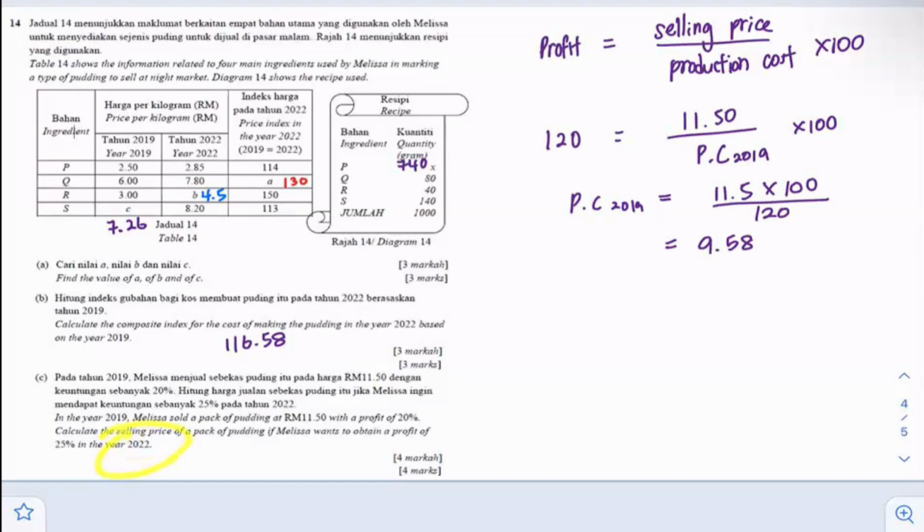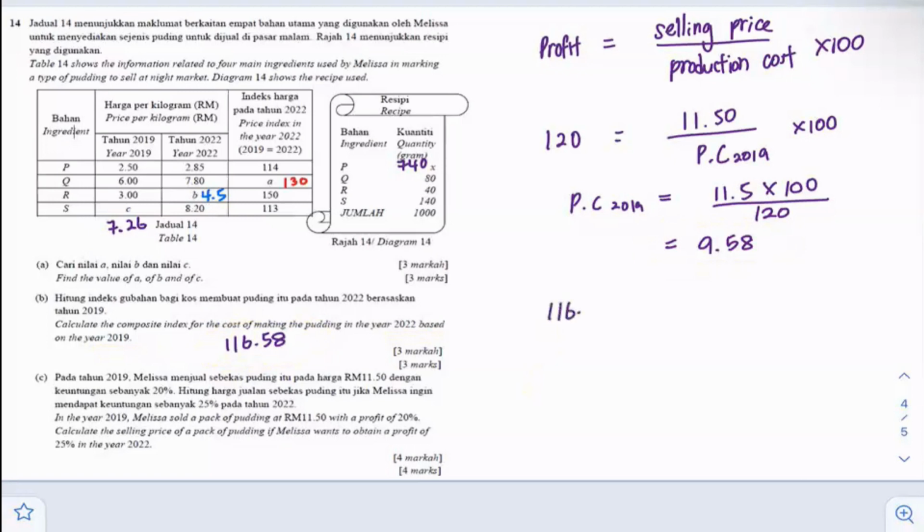And in 2022, the production cost has increased by 16.58%. Because we know the index for the cost of making in 2022 based on 2019 is 116.58, which means the production cost increased from 2019 to 2022 by 16.58%. So we know the production cost in 2019 is 9.58. So with this index and with this production cost, we can know what is the production cost in 2022.